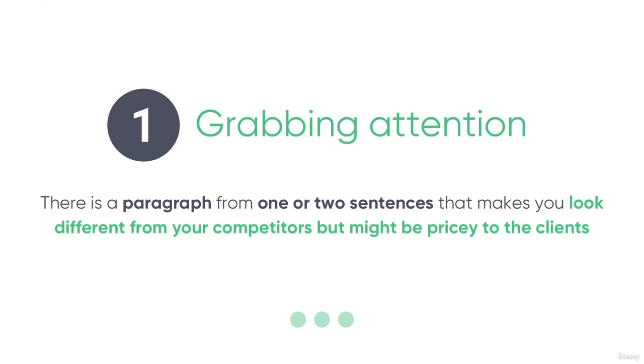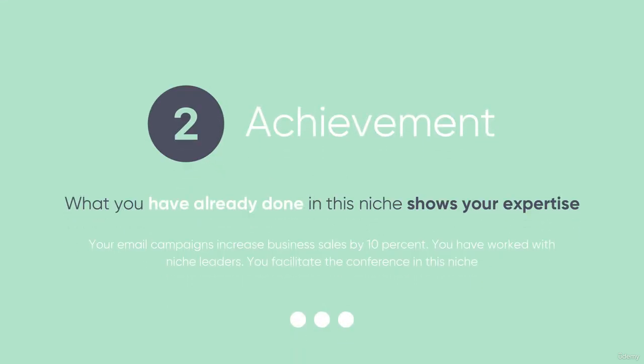Number 1. Grabbing attention. There is a paragraph of 1 or 2 sentences that makes you look different from your competitors, but might be pricey to the clients. Number 2. Achievement. What you have already done in this niche shows your expertise. Maybe your email campaigns increased business sales by 10%, or you have worked with niche leaders. Maybe you facilitated a conference in this niche, etc.